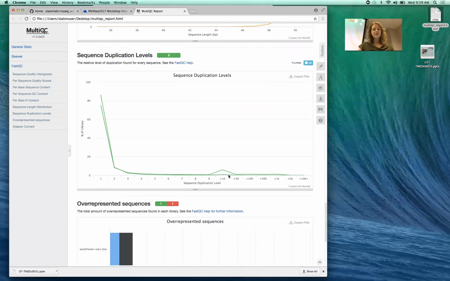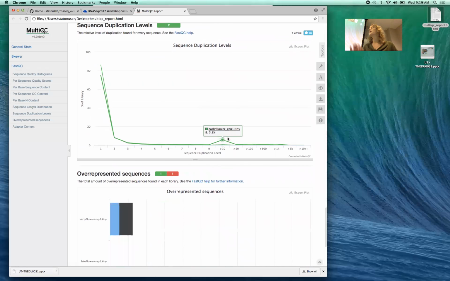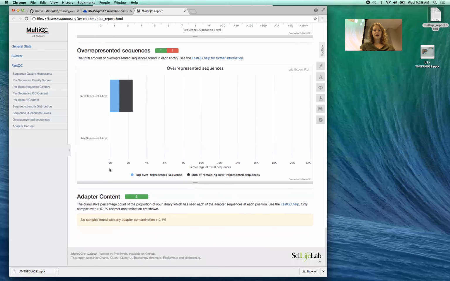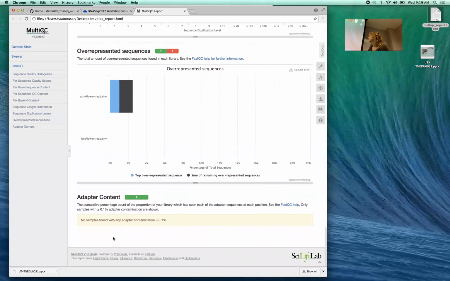Our duplication levels, I suppose it's a little interesting that the early flowering has a spike in duplications. But in the scheme of things, this is going to be less than 2% of the library, so not super worried about that. Duplication is something I worry about a lot more for DNA sequencing. We do see that our early flowering has some overrepresented sequences, so we might want to go explore that. And no samples found with any adapter contamination.